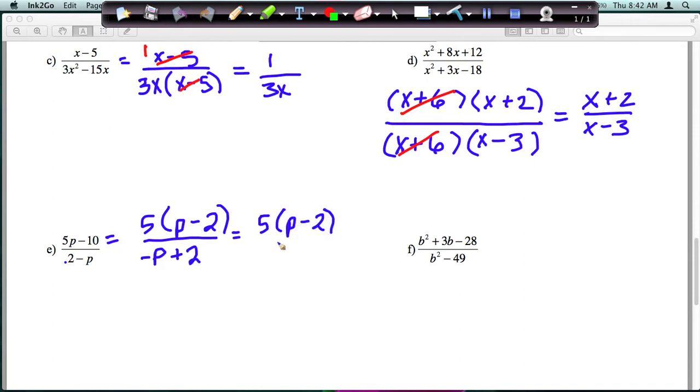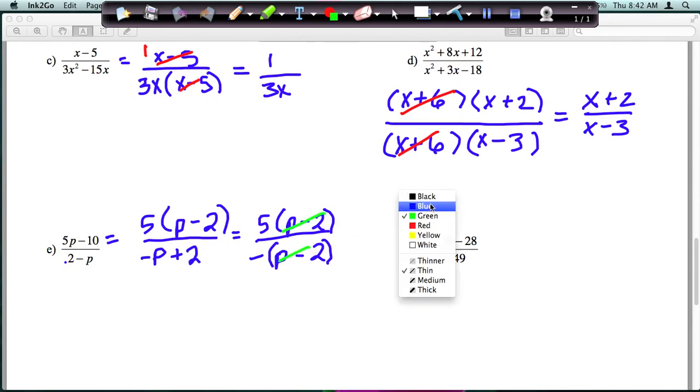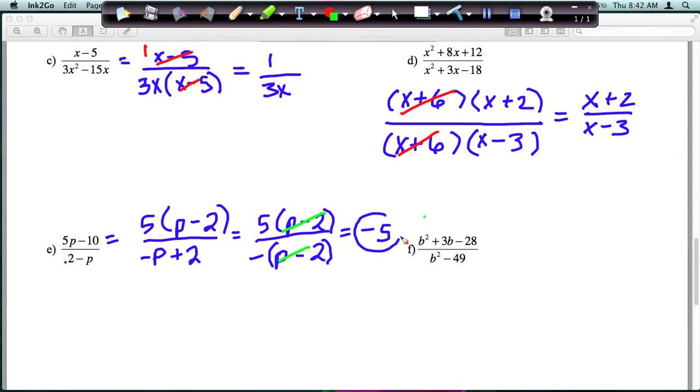In the denominator, these look the same. I have the same variable and I have the same number. The problem is the signs are opposite. So I'm going to pull out a negative 1, which is just going to change both of these signs. So the negative p is going to become positive and the positive 2 is going to become negative. And now these factors are exactly the same, and I can cancel them out. And I'm left with 5 over negative 1, which just becomes negative 5. So this all simplifies to negative 5.